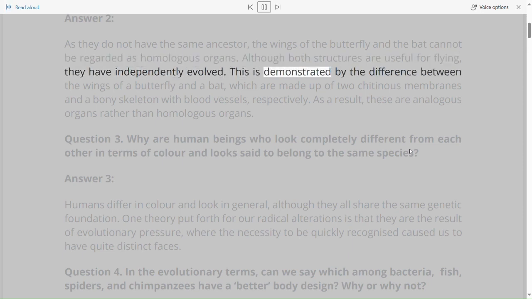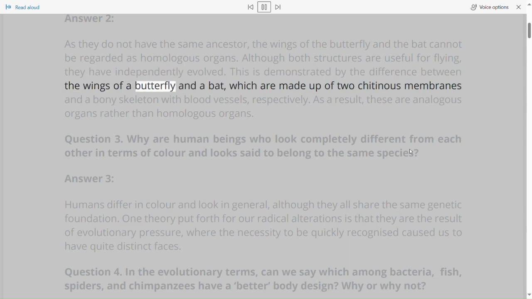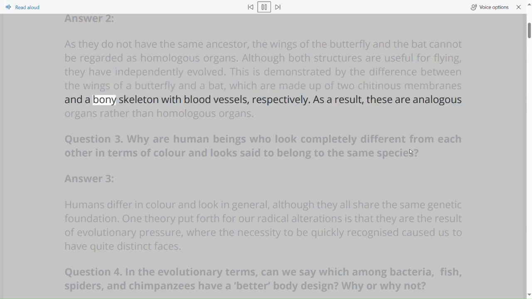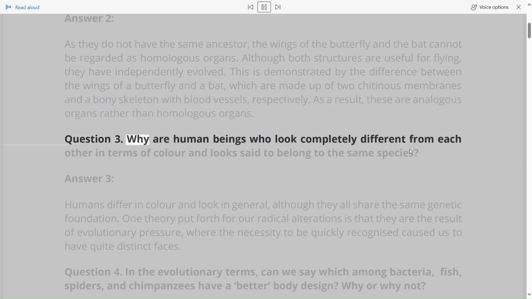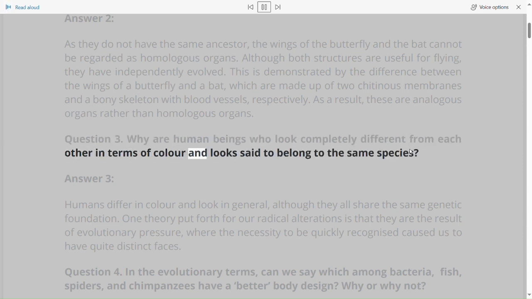This is demonstrated by the difference between the wings of a butterfly and a bat, which are made up of 2 chitinous membranes and a bony skeleton with blood vessels, respectively. As a result, these are analogous organs rather than homologous organs. Question 3. Why are human beings who look completely different from each other in terms of color and look said to belong to the same species?